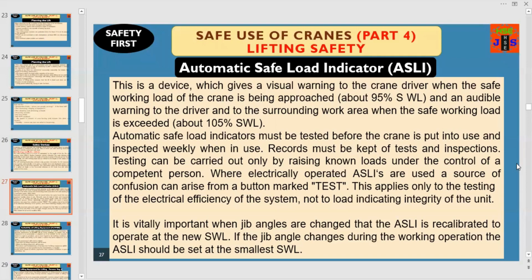Limit switches are designed to protect the crane structure from being hit by the load, because once the load hits the crane top, it will destabilize the crane and there is a possibility of crane overturning.